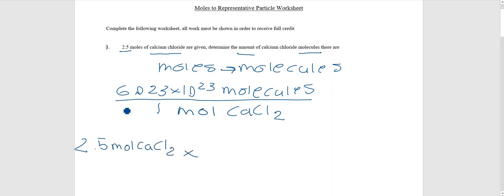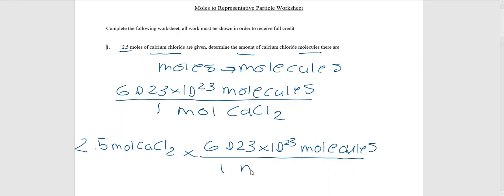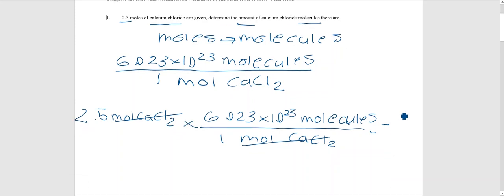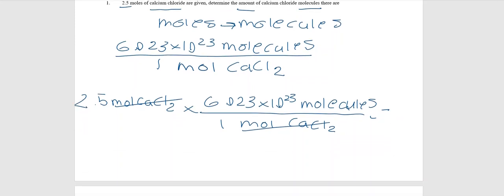And you're going to multiply it by Avogadro's number. The reason for that is you want this unit right here, moles, at the bottom. So when you do that, you have 6.023 times 10 to the 23rd molecules over 1 mole of calcium chloride. And this cancels out that unit, moles. When you divide moles of calcium chloride by moles of calcium chloride, the units cancel out, and what you're left with is molecules.